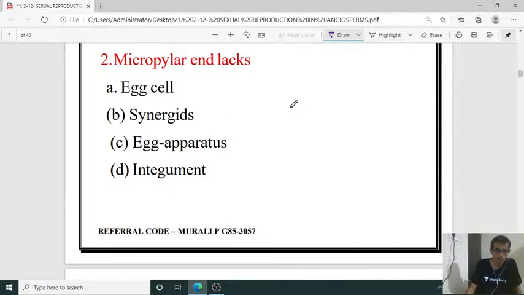Micropylar end lacks what? Egg cell, then Synergids, Egg-apparatus, and Integument. So the right answer is Integument.